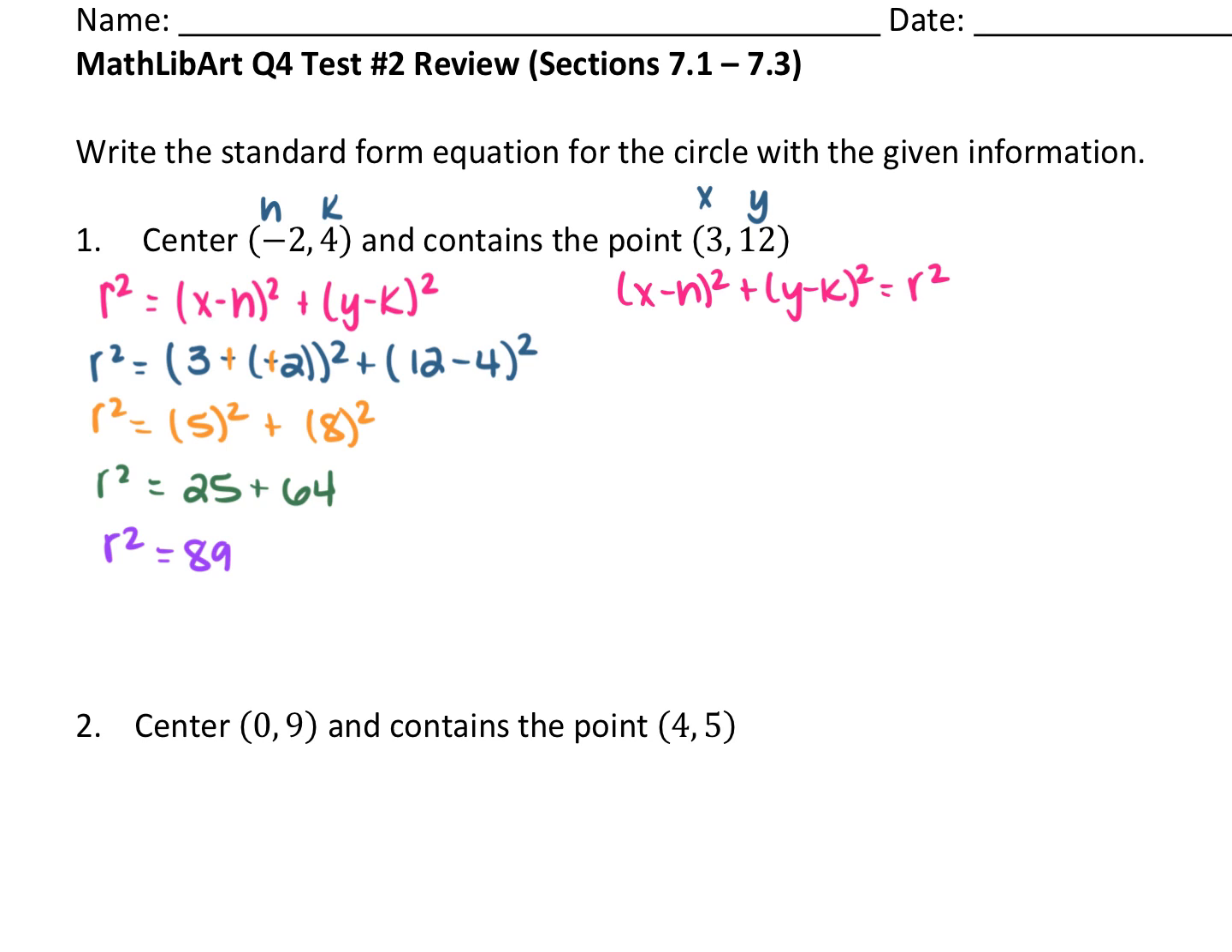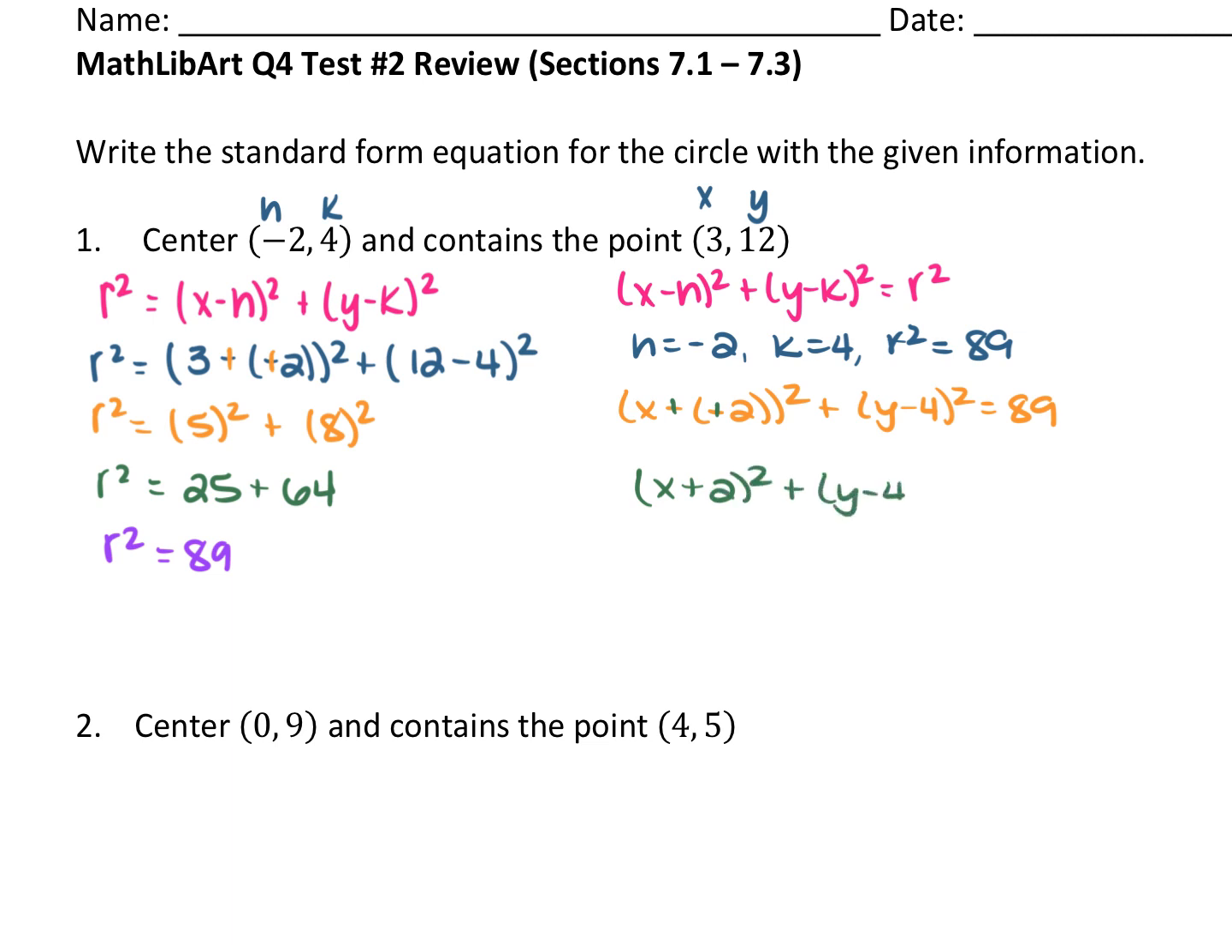We said our center gives us h and k, so h is -2, k is 4, and we found r squared to be 89. We're going to plug in these three values, and that'll give us x minus -2 squared plus y minus 4 squared is equal to 89. We simplify the double negatives, and that gives us x plus 2 squared plus y minus 4 squared is equal to 89.